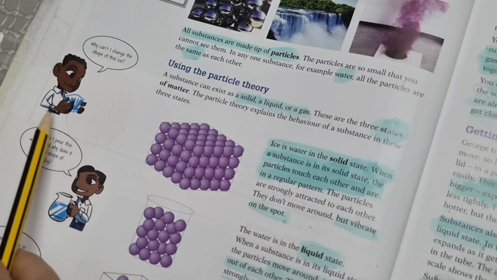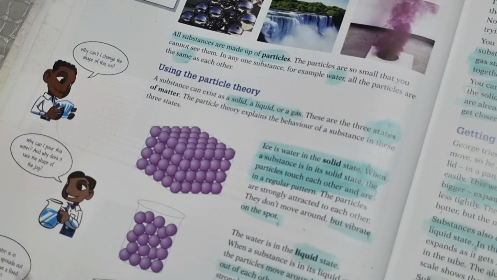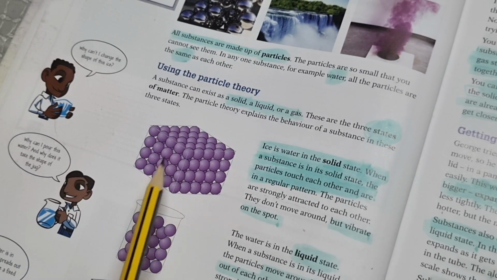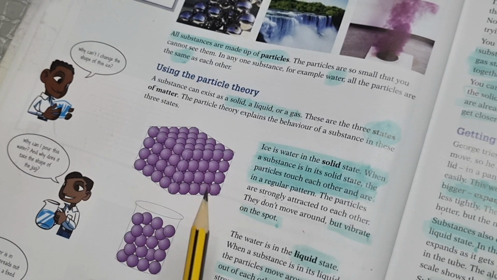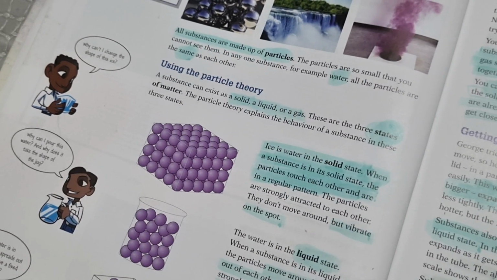And here in this shape, why can't I change the shape of the ice? Why can we not change it? Because the particles are stuck to each other, as we see, and we cannot change it. They cannot move, but they vibrate in the same spot.